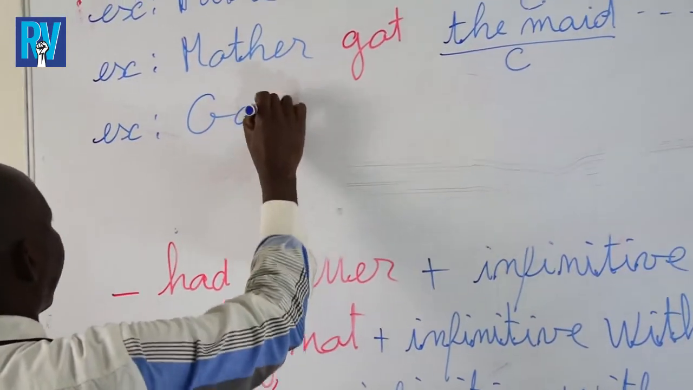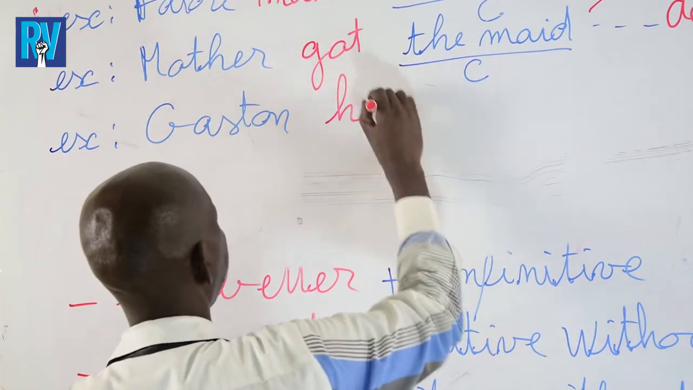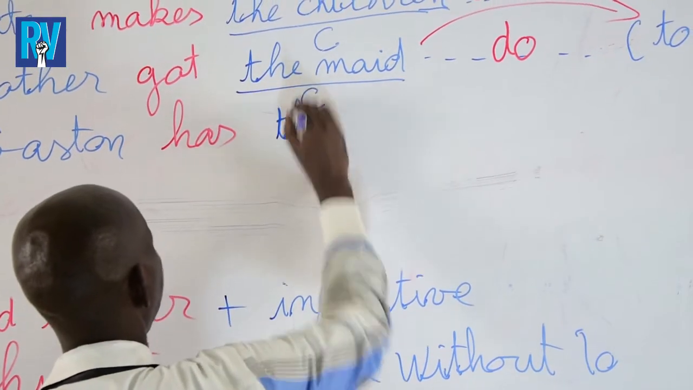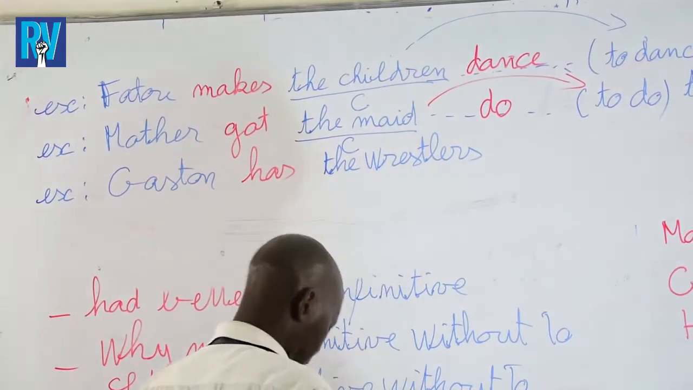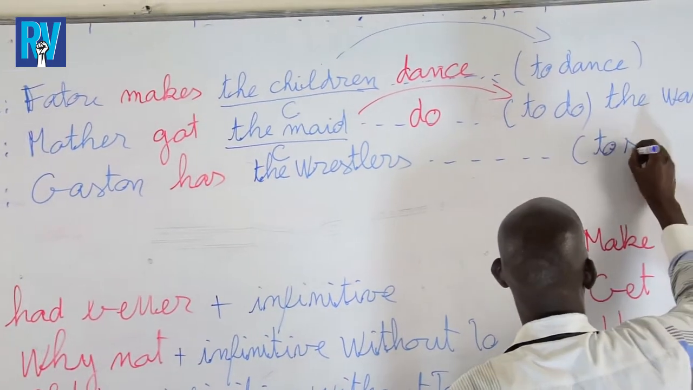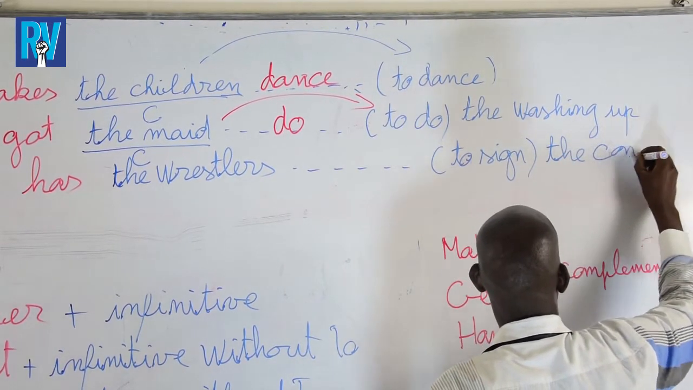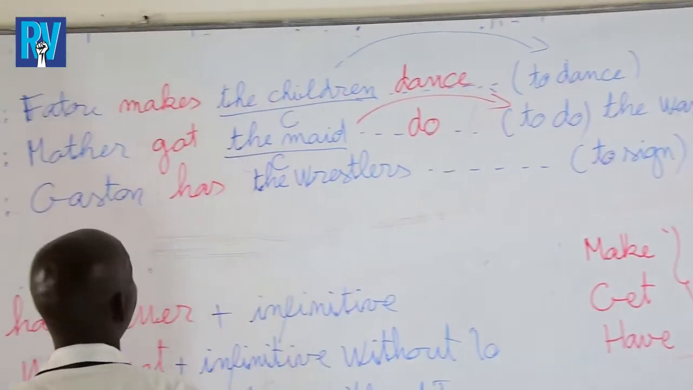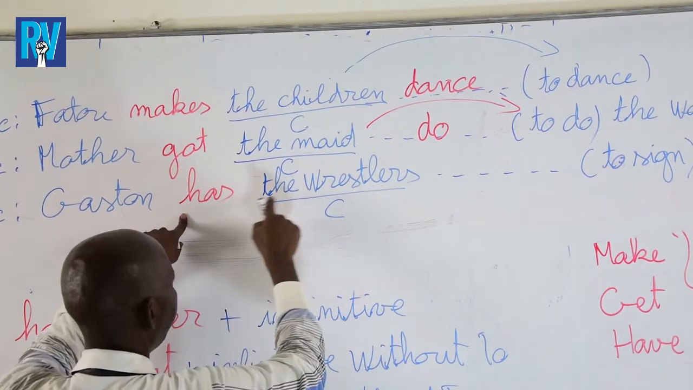Okay, Gaston Gagne. And I have the verb have. Complement the wrestlers. And I'm asked to write the verb to sign, the verb signer. To sign their contract. Gaston has who? The wrestlers, complément. Alors j'ai le verbe have suivi le complément.